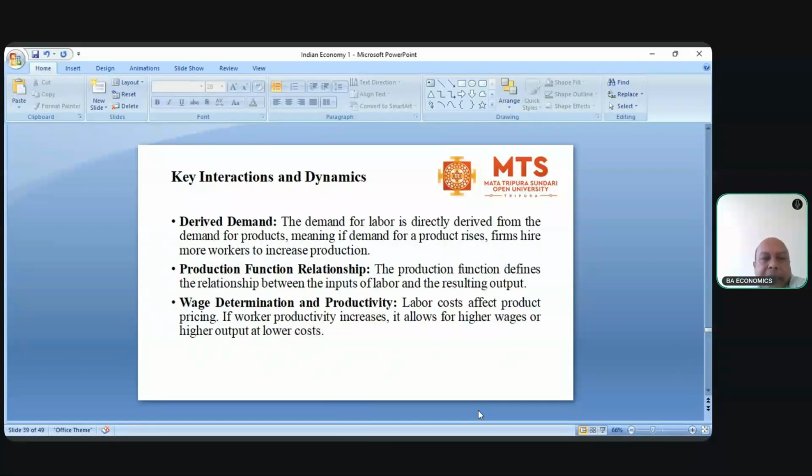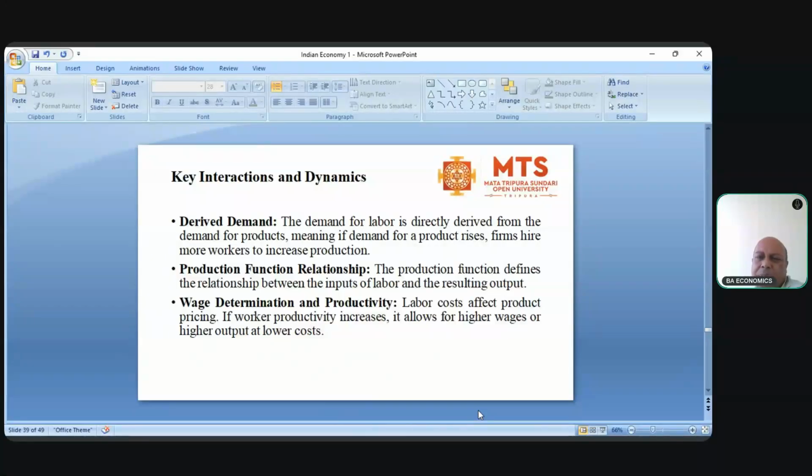So, key interactions and dynamics between the labor market, with labor demand and supply. First point here: derived demand. Derived demand basically means demand for any product increases due to demand for another product. So in the labor market also, the derived demand concept is applicable. So in the labor market, what happens? When demand for a product increases, then demand for labor also increases. The producer will hire a greater quantity of labor due to increasing demand for the product which they produce.